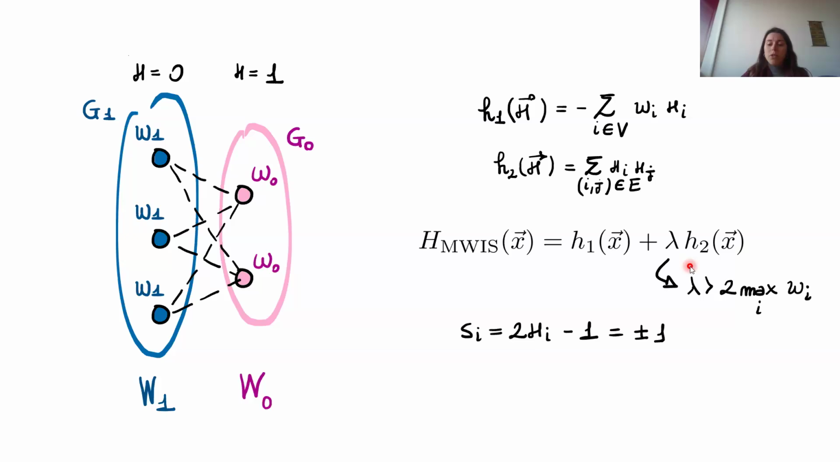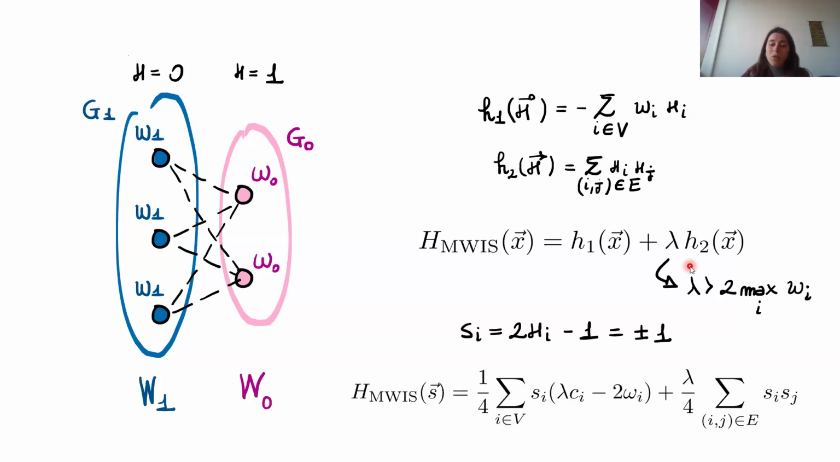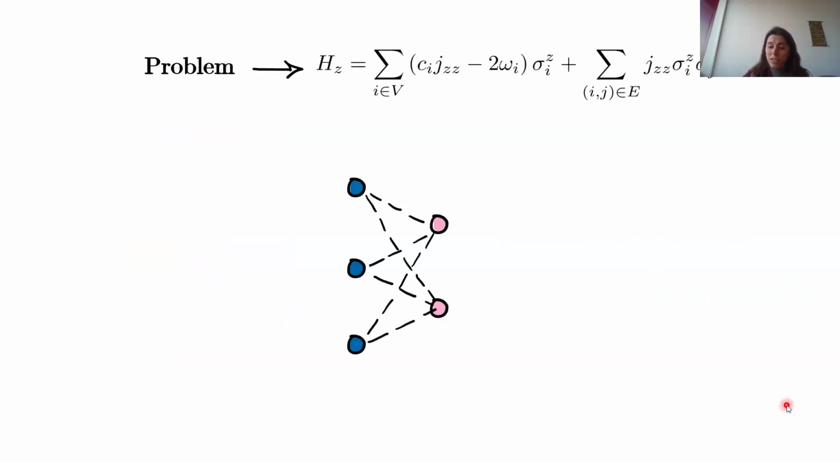If we map this problem into a classical spin problem, we will end up with a classical longitudinal field Ising Hamiltonian that now depends on some parameters that are Ci, which is the connectivity of each node within the graph, omega i, which is the weight of each node within the graph, and now lambda becomes a coupling constant between two neighboring classical spins.